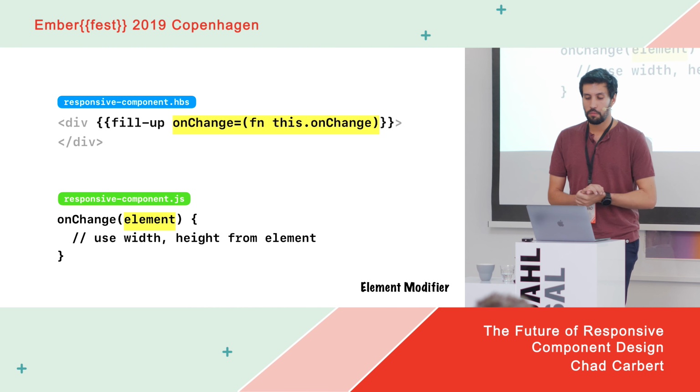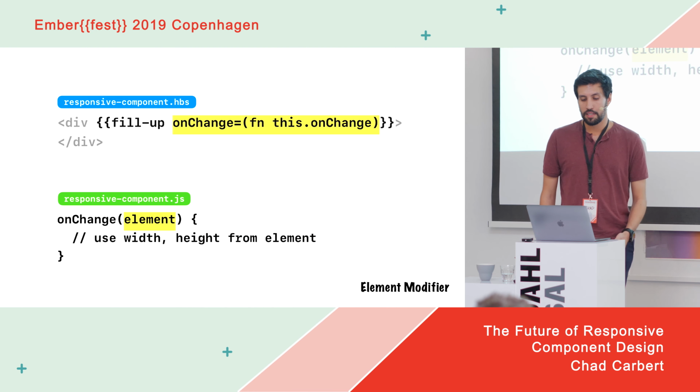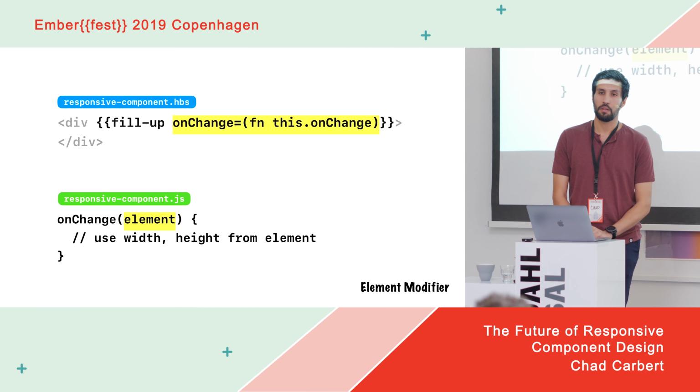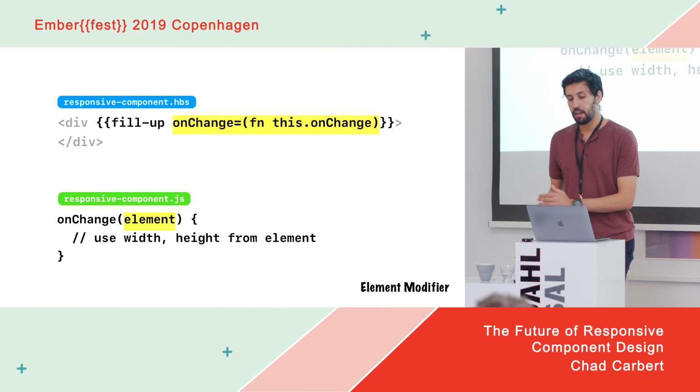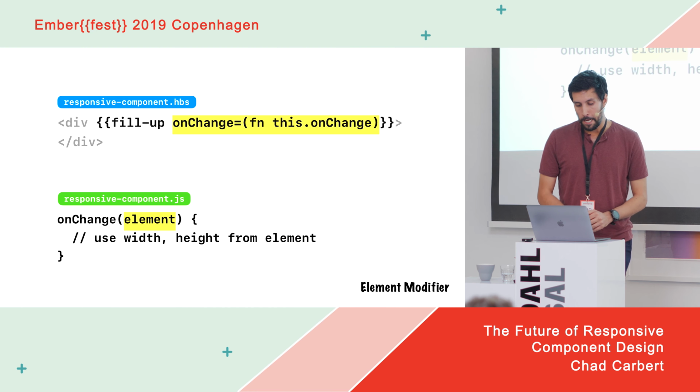The idea of the element modifier, in this case, is to be as simple as possible. Here we registered the element modifier on a div, and we are passing in an onChange function. And this function will get called whenever the size of the element changes, and it will get called with the element that was changed.